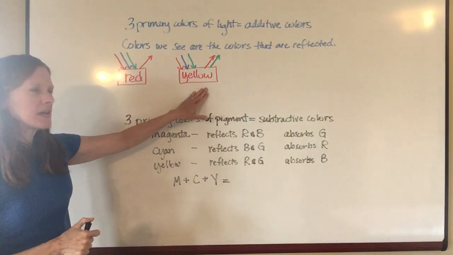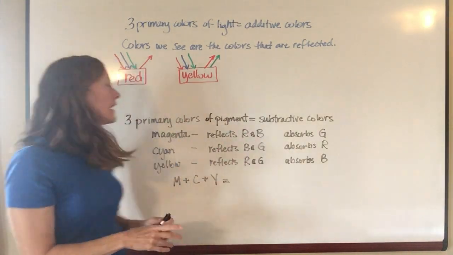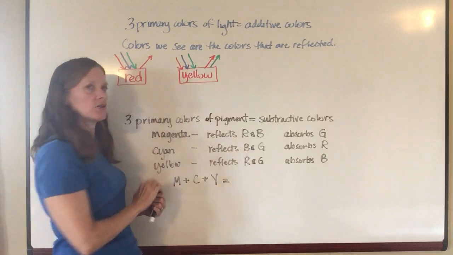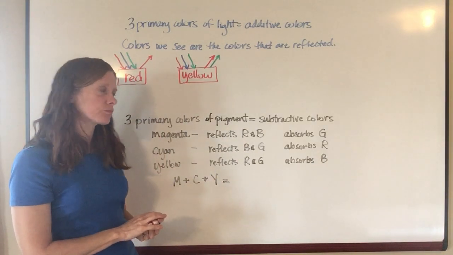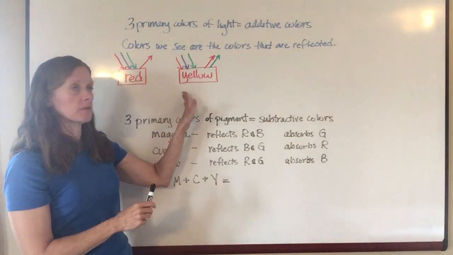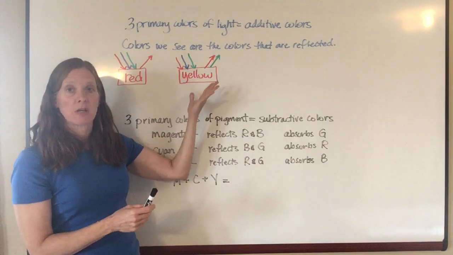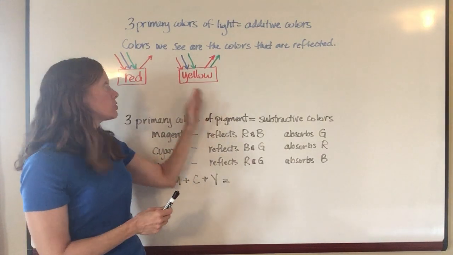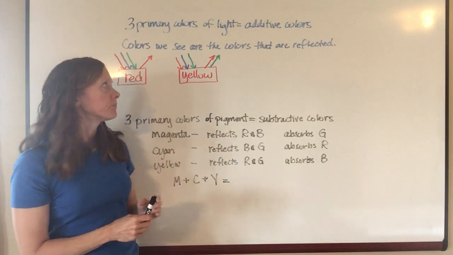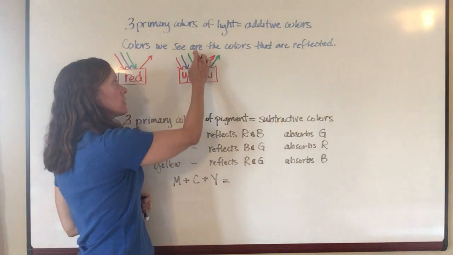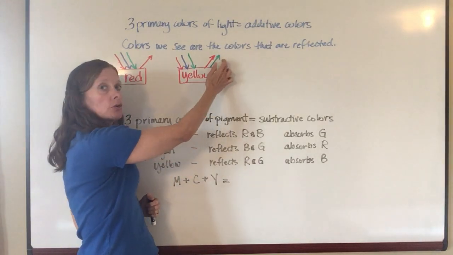Okay, now let's think about a yellow object. If I take a yellow object, I turn off all the lights, and I shine a red light on that object, what color do you think that object will look? Well, if I only shine a red light on it, it's capable of reflecting the red, but that's the only color that's there. So if you shine a red light on a yellow object, the yellow object's going to look red.